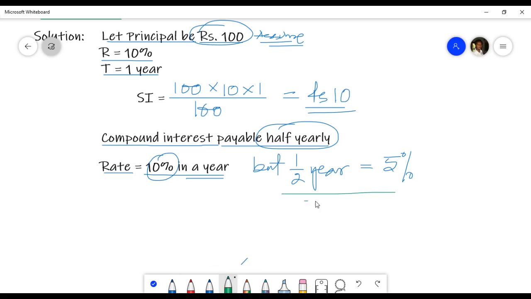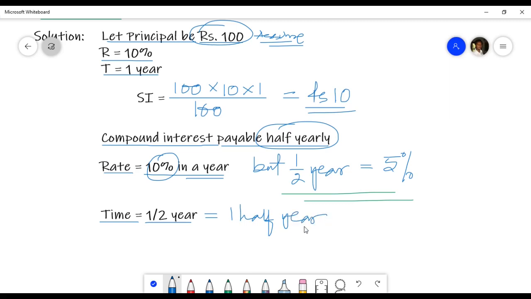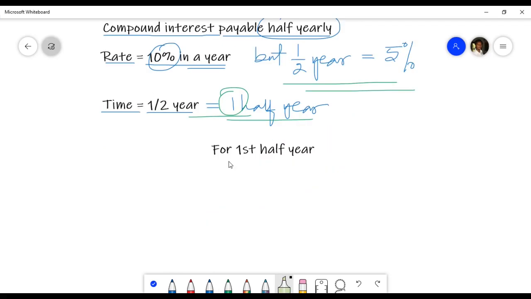I hope you have understood this. And time is half year because compound interest is payable half yearly. Time is half year, that means 1/2 year. There will be 2 half years in 1 year. So let us find for the first half year.